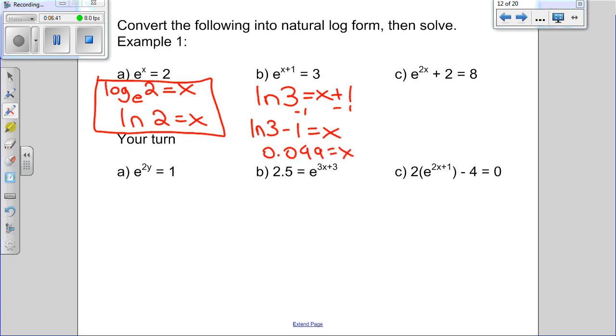Definitely. So in your calculator, you need to go ln, and then it has a little bracket, and then 3, and then close the bracket. So your argument should be in brackets in your calculator. If you don't do that, it will throw it off. So make sure you're closing the bracket on your argument.